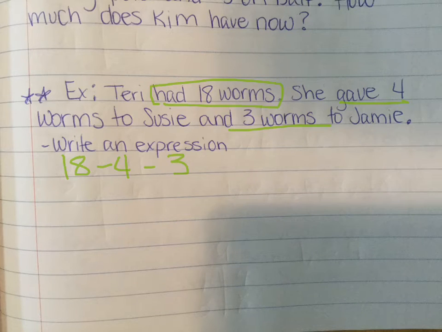That's one way. Okay. Another way would be to do 18 is what she has minus, and we're going to add up what she gave away. So either one of those is the correct answer. You're going to get the same thing either way. Okay? So writing an expression, if you notice that both times I worked from the top to the bottom, had 18, gave away 4, gave away 3. Okay, let's look at some more.